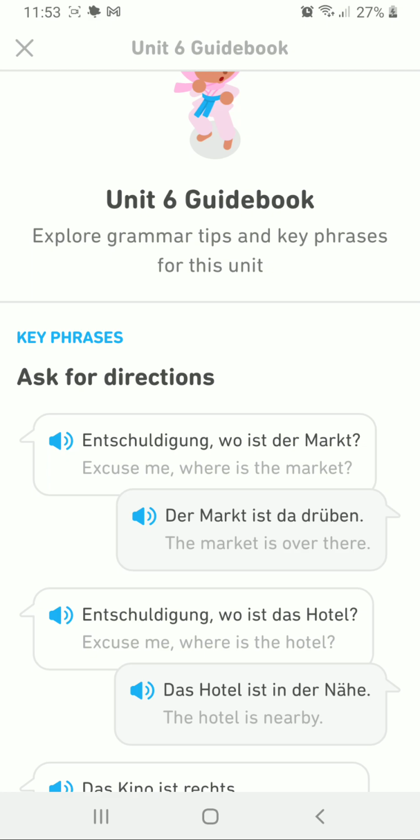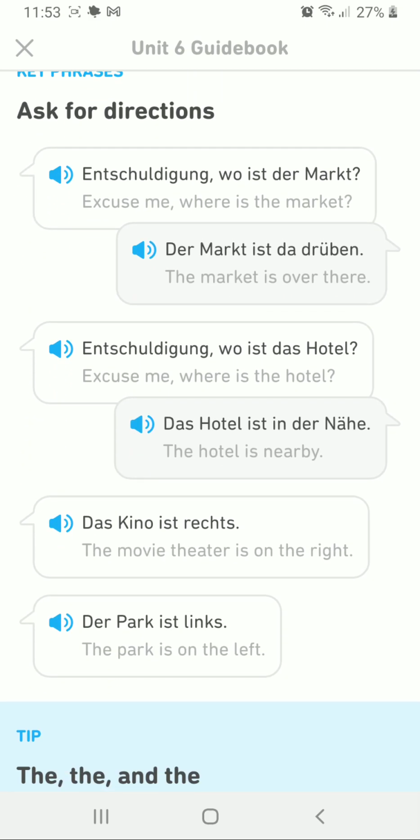Entschuldigung, wo ist das Hotel? So, where is the hotel? Das Hotel ist in der Nähe. Nähe. So, the hotel is nearby. In der Nähe. It's in the neighborhood or the vicinity, I guess. That's what is meant by der Nähe.